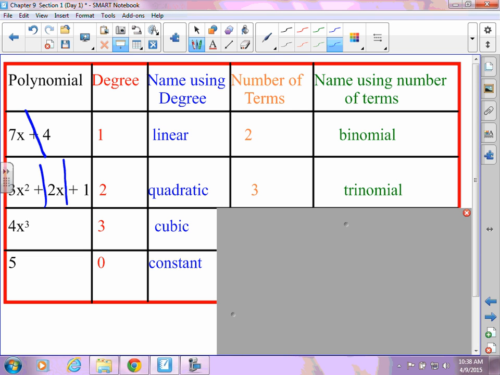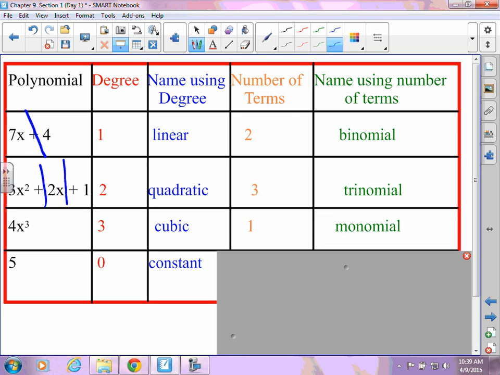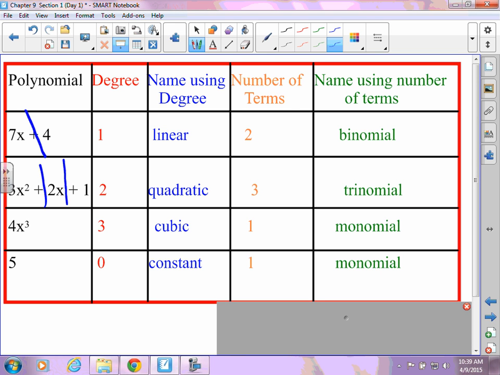Right, let's take a look at this next one, 4x cubed. Is there addition or subtraction symbol? There is not. So how many terms is there? There's 1, and I call it a monomial. Okay, and finally, the 5, there's no addition or subtraction symbol. I also call it a monomial. But rather than a cubic monomial, I call it a constant monomial.